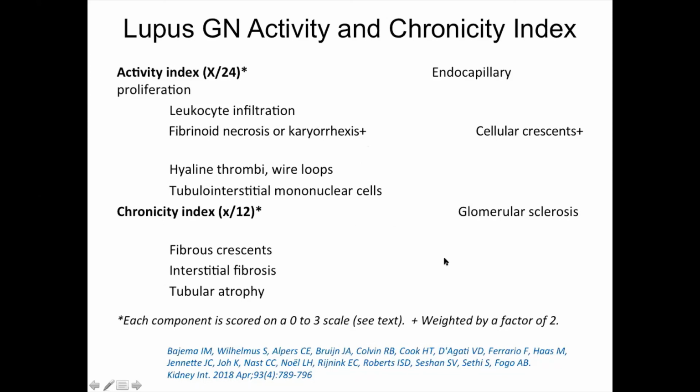The chronicity index has a scale based on the presence of glomerular sclerosis, presence of fibrous crescents, interstitial fibrosis, and the presence of tubular atrophy, and the score is out of 12. You can see the reference paper on Facebook.